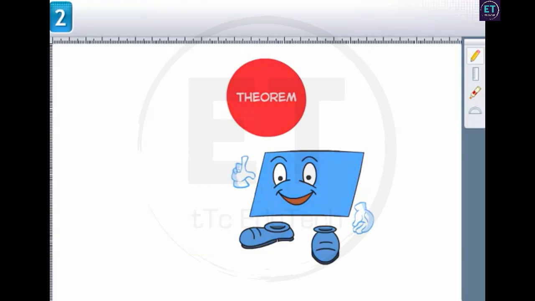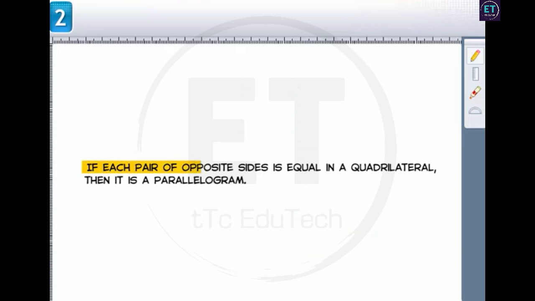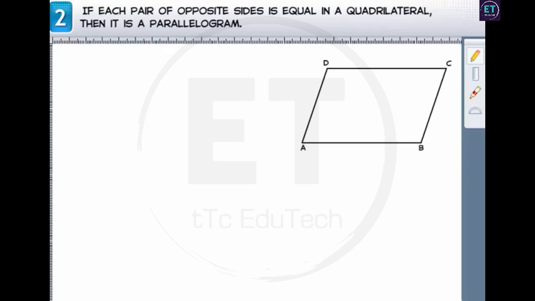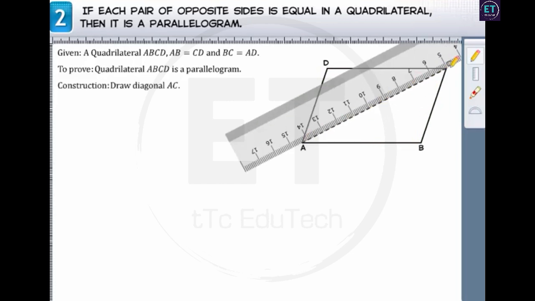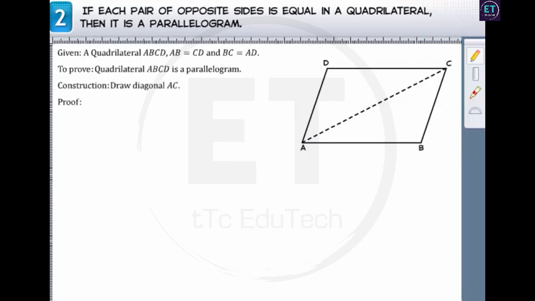Now, let's prove the second theorem. If each pair of opposite sides is equal in a quadrilateral, then it is a parallelogram. Let ABCD be the given quadrilateral in which AB is equal to CD and BC is equal to AD. To prove quadrilateral ABCD is a parallelogram, we will show that a pair of opposite sides is parallel. Draw diagonal AC.